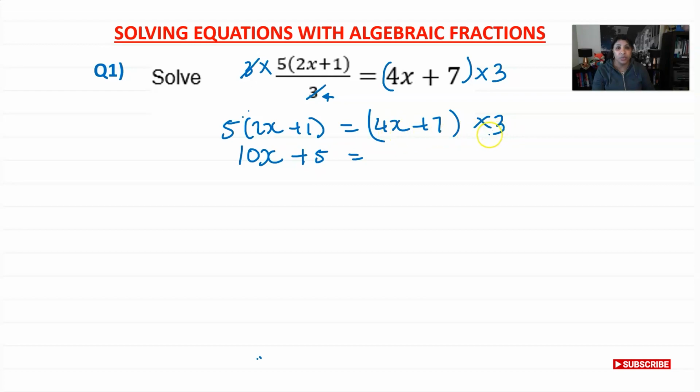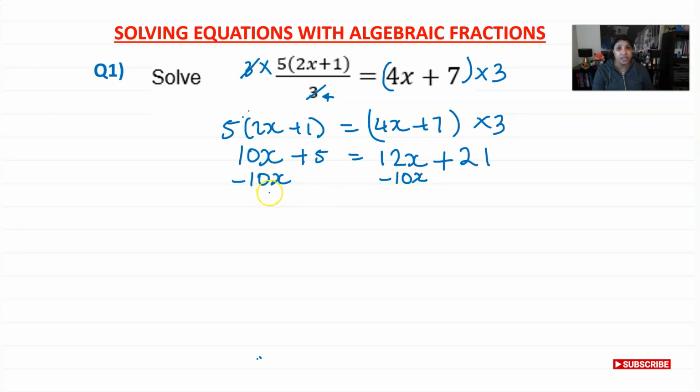4 times 3 is 12, and then I've got the x, so that's 12x, and then I've got a positive and positive here, so I'll have a positive here. 7 times 3 is 21. At this point, I will ask you to get rid of the unknown, because we have unknown on both sides. We have 10x here and 12x here, and I would advise you to get rid of the smaller one. The smaller of these two is the 10x, so we're going to do negative 10x, the opposite of positive, both sides, so minus 10x both sides.